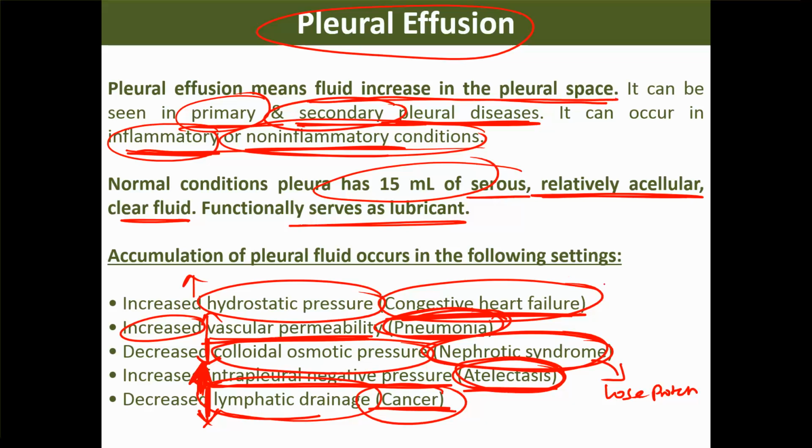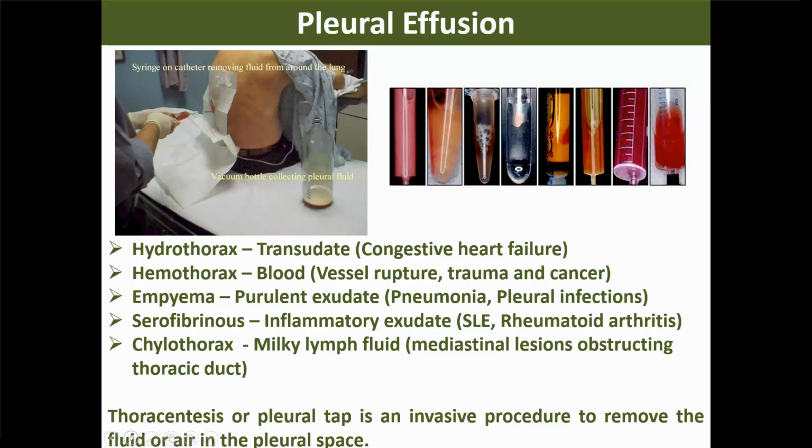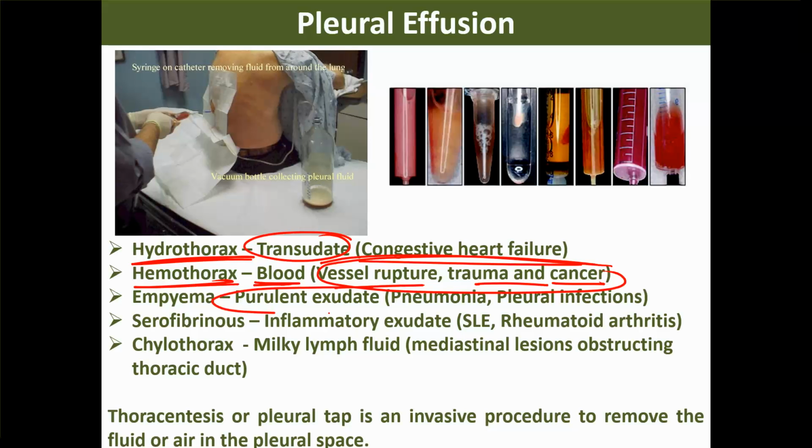So what you have to understand is that these are the various clinical settings that cause this problem and alter the mechanisms that lead to pleural effusion. Okay, so once there is pleural effusion, we remove it and see what type of fluid it is. If it is a transudate, like in the case of congestive heart failure, that is called hydrothorax. If it is blood, then it should be a case of vessel rupture, trauma or cancer, and that is called hemothorax. If it is a purulent exudate, full of pus, then it is the case of pneumonia and pleural infection, and we call it an empyema.